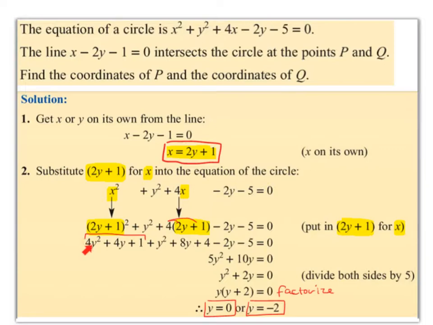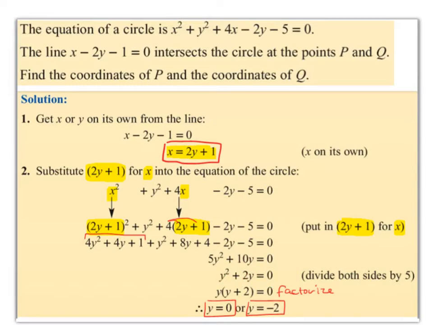Simplifying, 4y squared plus y squared is 5y squared. 4y plus 8y minus 2y is plus 10y. And 1 plus 4 minus 5 is 0. So we have 5y squared plus 10y is equal to 0. Simplify by dividing both sides by 5. So we have y squared plus 2y is equal to 0.